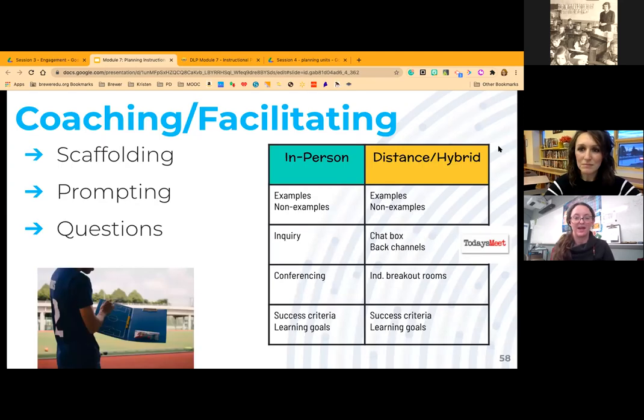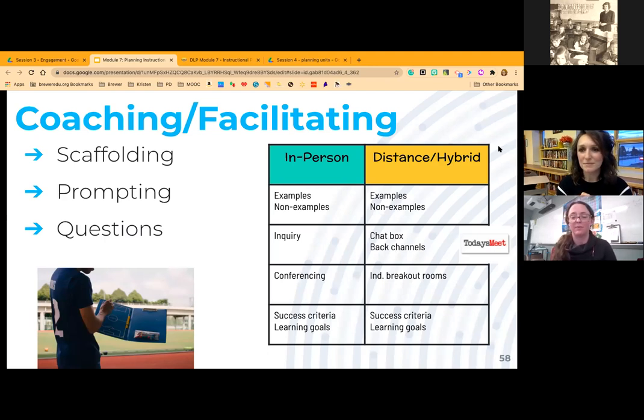Awesome. So we have all kinds of tools in our tool belt to allow us to do this. Looking through coaching and facilitating, we all have different terms for these things. It might look different in person or distance. There's scaffolding, prompting, and questioning that are the big overarching themes we can look at. When in person, we might be looking at examples, non-examples, or taking an inquiry approach. Through conferencing, we can also do this, and by using success criteria and learning goals.